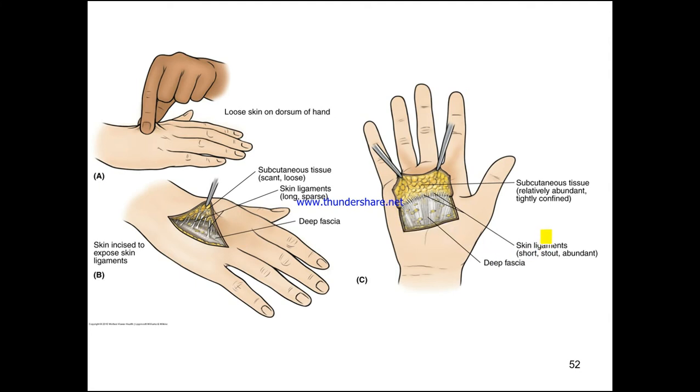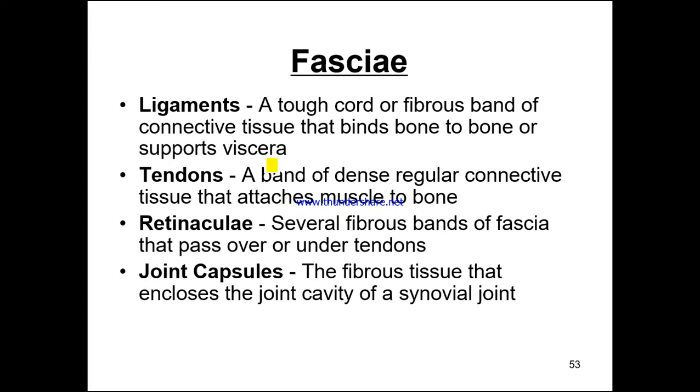And in the example of the hand, we can see if we were to take the subcutaneous tissue, the superficial fascia away, we can see the deep fascia overlying the muscle. The fascia, ligaments, tendons, retinacula and joint capsules. The ligaments: a tough cord, a fibrous band of connective tissue that binds bone to bone or supports viscera. Tendons: a band of dense regular connective tissue that attaches muscle to bone.